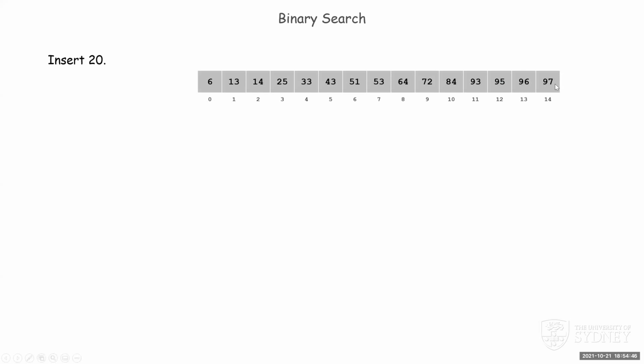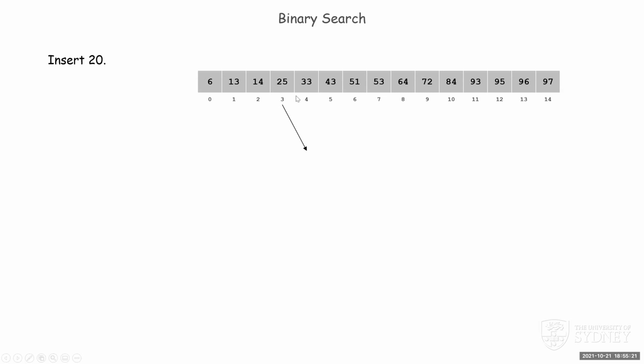Let's say I have data like this, and I now have to insert 20. I cannot insert 20 at the last position, right? I have to insert it into its correct position, which is between 14 and 25. We can again run a binary search to figure out where 20 should reside. Let's say in this case we figured out that in the third position we have to insert 20.